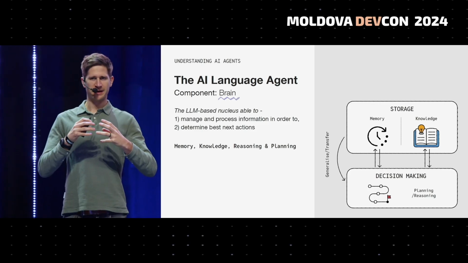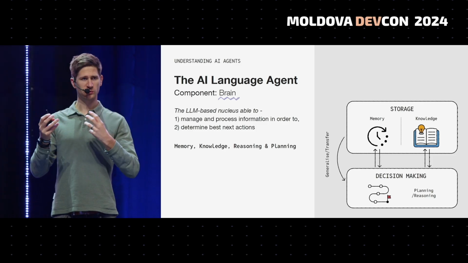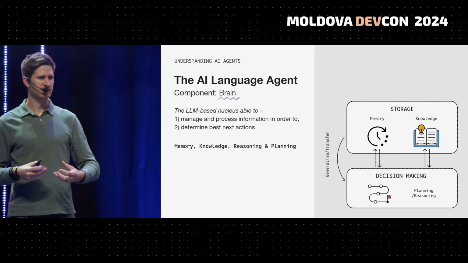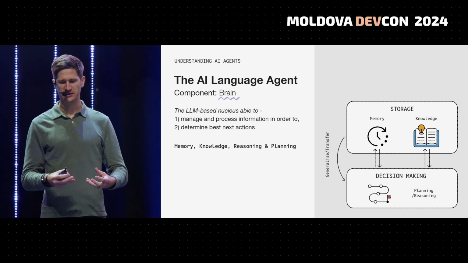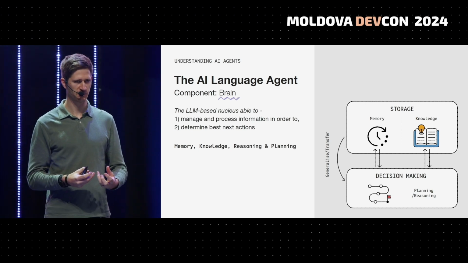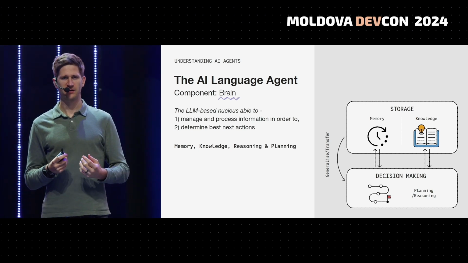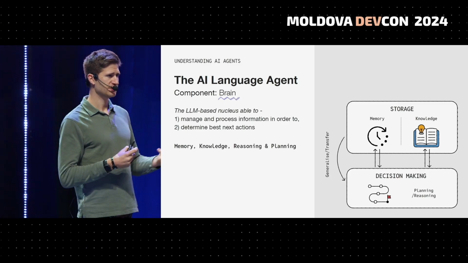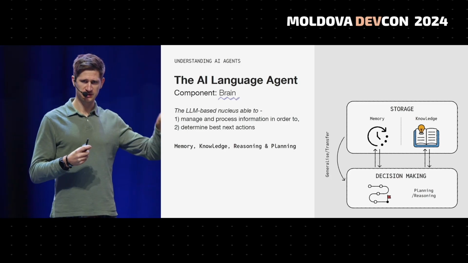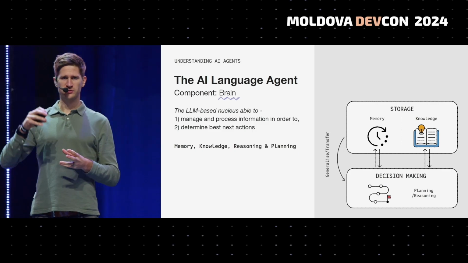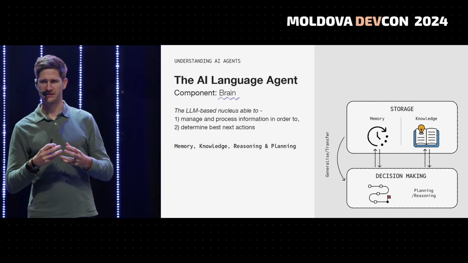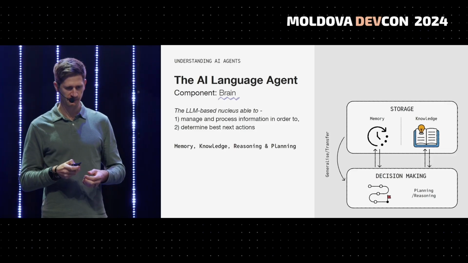Now, these different forms of storage, as well as the inputs that we gather, are then things that are taken into consideration for the decision-making component. And this is really where our agents do planning and reasoning. So the ability to take into account all of this information that it's gathering in order to decide, what should I be doing next? How should I be making sense of what's going on?